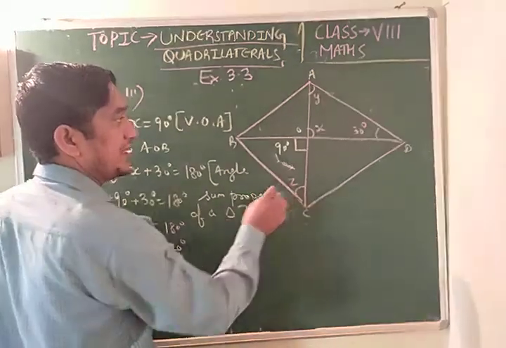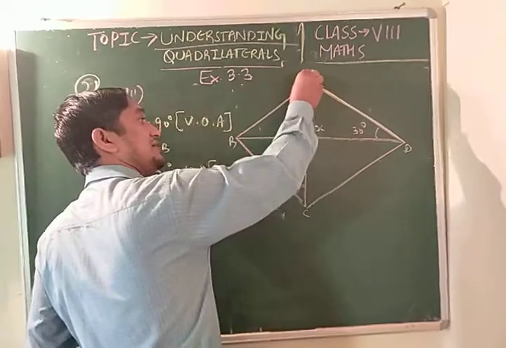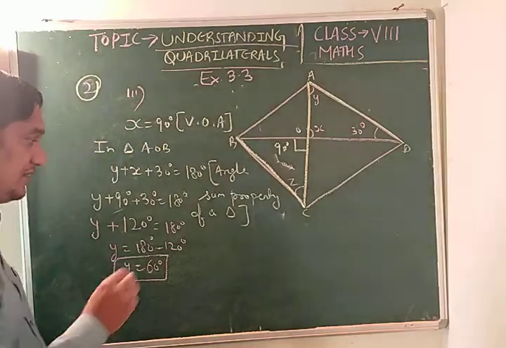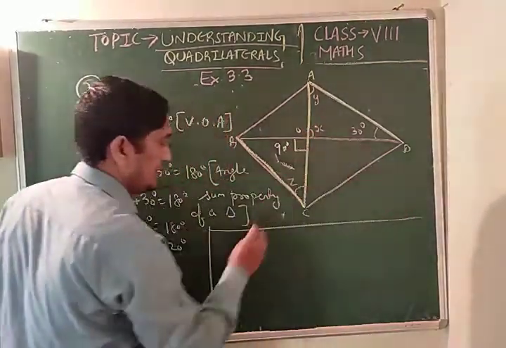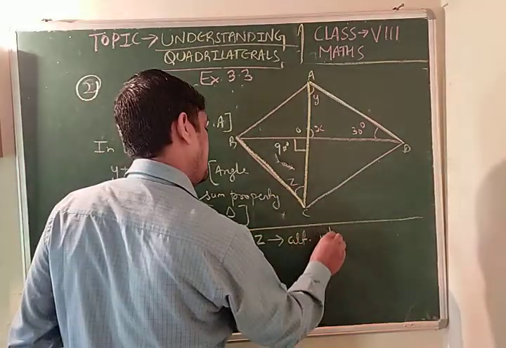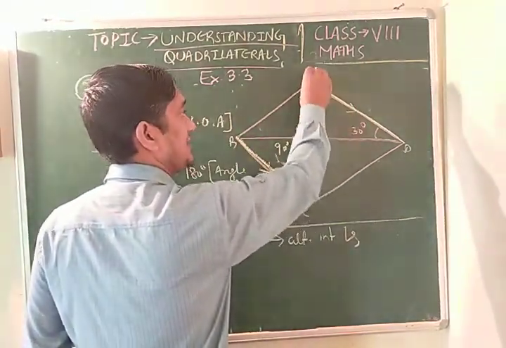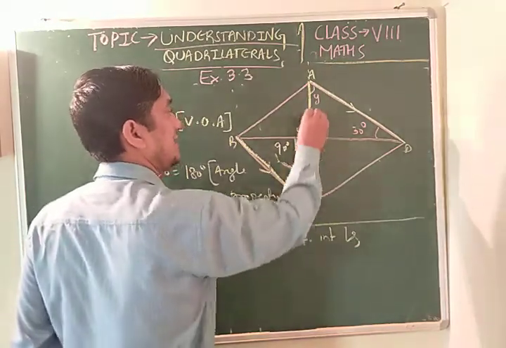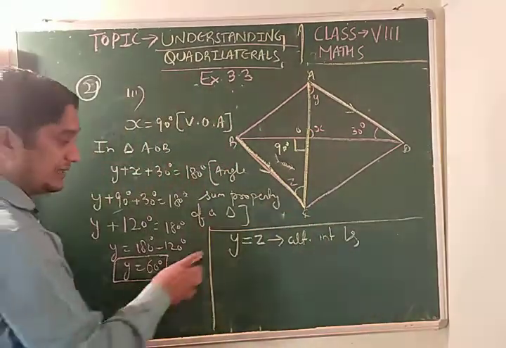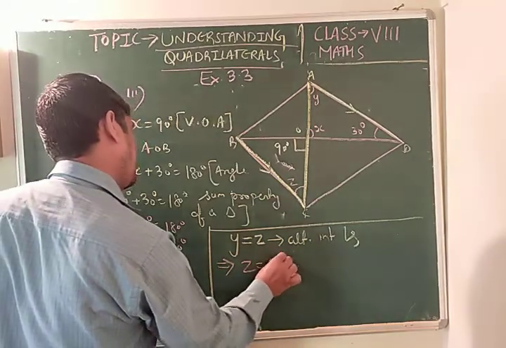This z is left. Now children listen. Recall class 7. So the relation between this y and z is what? Alternate interior angles. Because this is a parallelogram, this side and this side are parallel and this will act as a transversal. So y and z are alternate interior angles. And the value of y is 60. So it implies that the value of z is also 60 degree.